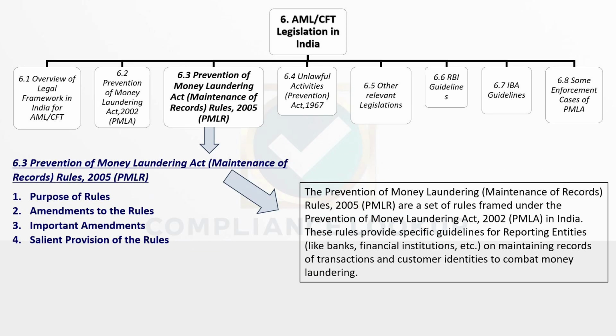Now, coming to the Prevention of Money Laundering Maintenance of Records Rules 2005. PMLRR are an essential part of India's fight against money laundering and financial crimes. These rules work under the umbrella of the Prevention of Money Laundering Act 2002, PMLA, providing specific instructions for financial institutions and other businesses known as reporting entities on how to maintain customer records, monitor transactions, and report suspicious activities to the authorities.